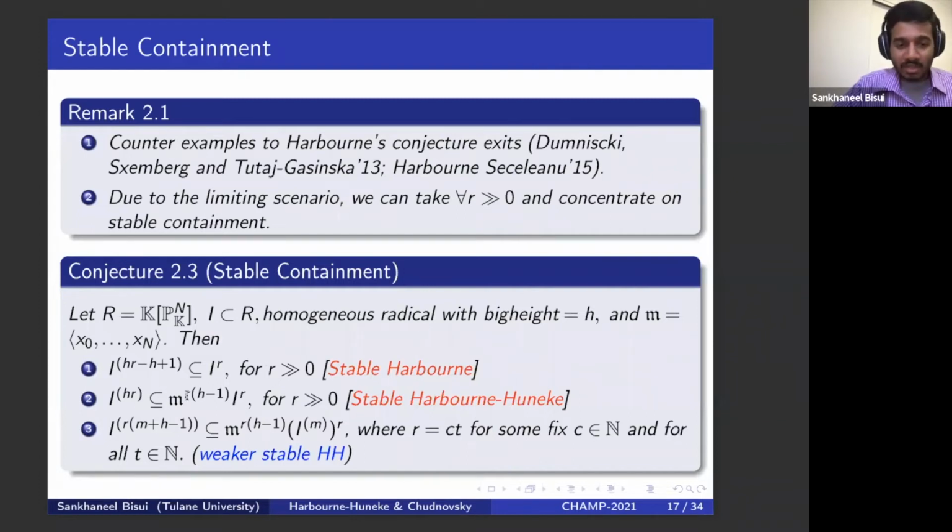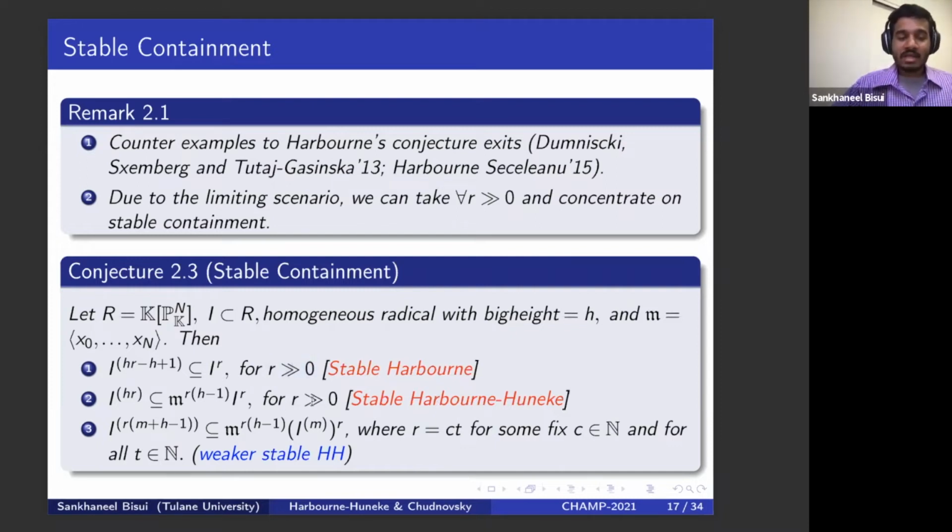And the stable Harbourne-Huneke containment has the same format, but instead of for all r, now it is for all r big enough. And again, for the other Harbourne-Huneke containment, here we are interested in this containment for a specific configuration of r, which is given by r equals Ct for some fixed C and for all t inside N. I would like to call this a weaker stable Harbourne-Huneke, because it is not as strong as the previous ones.